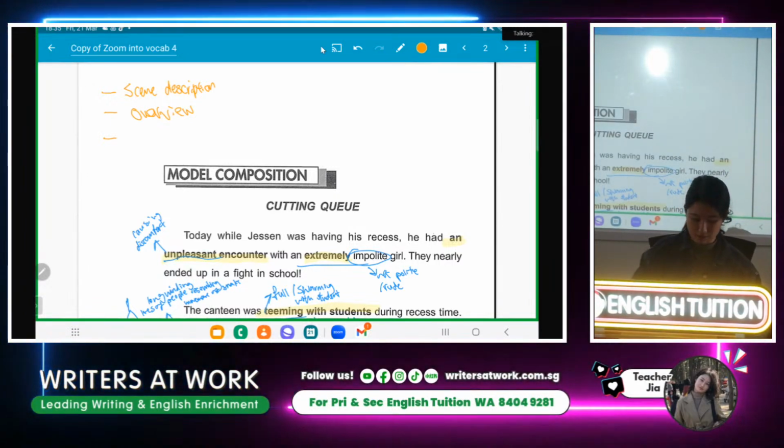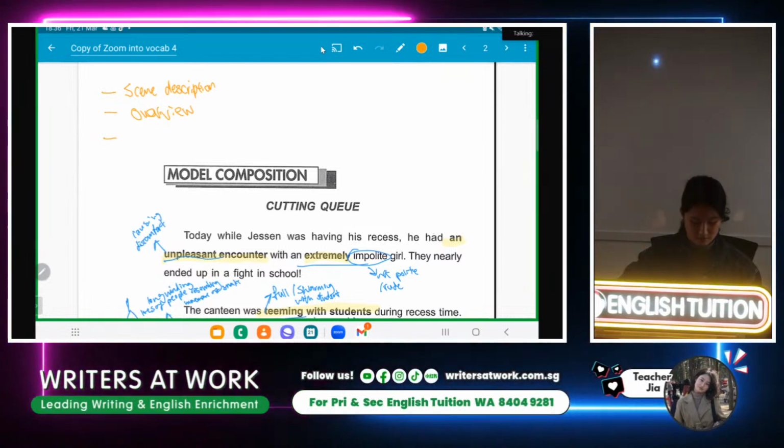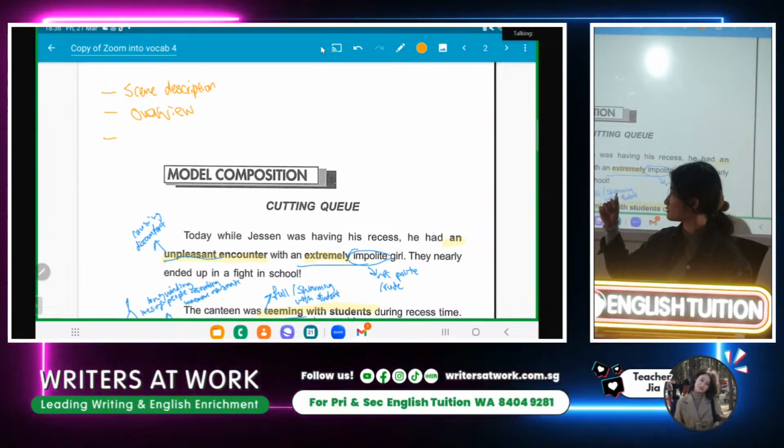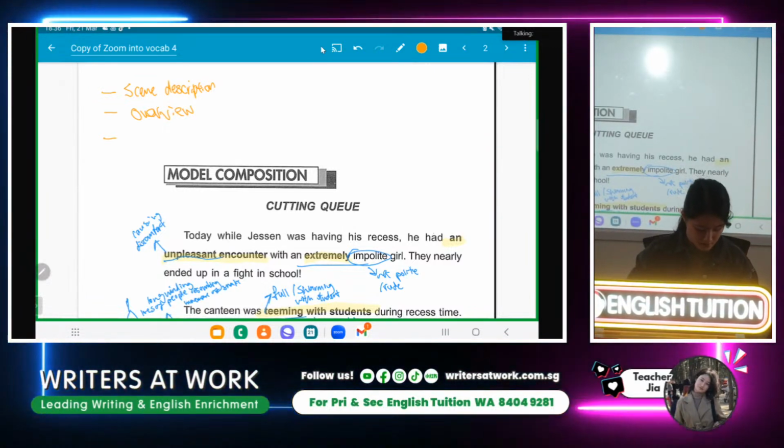What is happening with this? Why is it flashing on and off? No idea. Let's see if it's like that. Oh my goodness, that is scary.